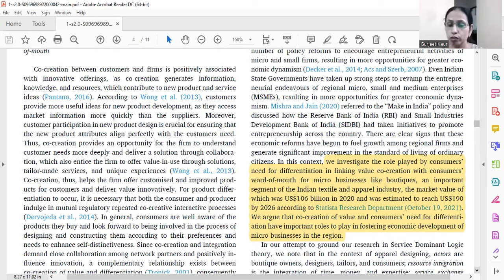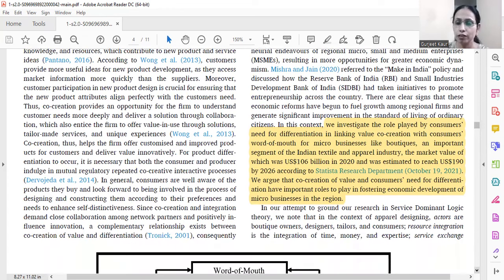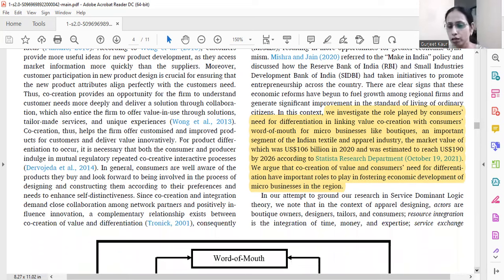So we argue that co-creation, so somewhere you have to establish the relevance of your sector. That is a must. Everybody should establish this. And then, sir, in this case, based on the reviews we got from the reviewers, they asked us to tell them about the various actors. Who are the actors in your research work? In our case, in the last paragraph, the actors were the boutique owners, the designers, the tailors, and the consumers. And when we talk about resource integration, you need to state clearly: integration of what? Integration of time, money, and expertise.